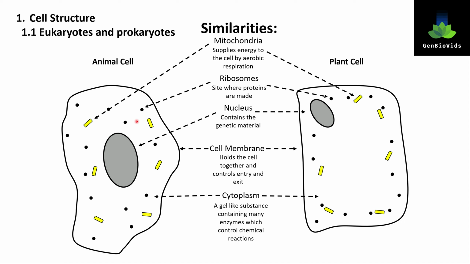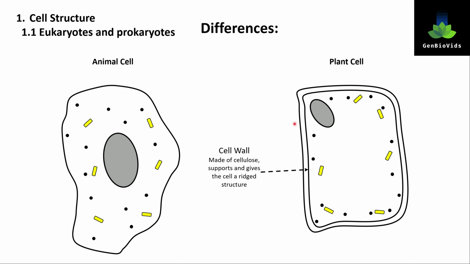Now, the plant cell contains a few extra things which make it different from the animal cell. The first is the cell wall. The cell wall is made of this strong material called cellulose, and this gives it a rigid structure. So if you imagine an animal cell, because it just has a cell membrane, under a microscope it will look like jelly. So this is very flexible, will move around, whereas the plant cell will remain the same structure when you look at it under a microscope because of this rigid cell wall.